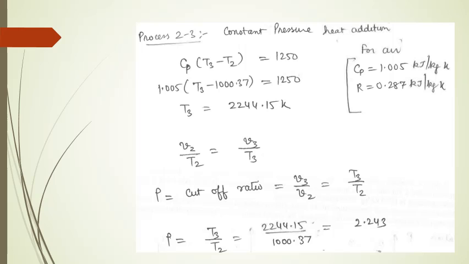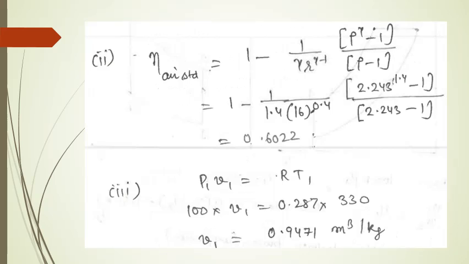Now as the 2 to 3 process is a constant pressure process, we can write V2 upon T2 equals V3 upon T3. The cutoff ratio, which is the ratio of V3 and V2 and also T3 and T2, as it is a constant pressure process, so rho, which is equal to T3 upon T2, comes out to be 2.243. Now the value of air standard efficiency can be computed with the help of this formula, and that comes out to be 0.6022.